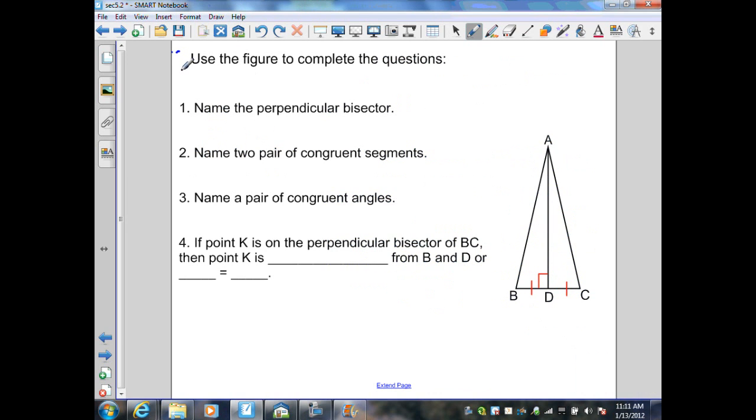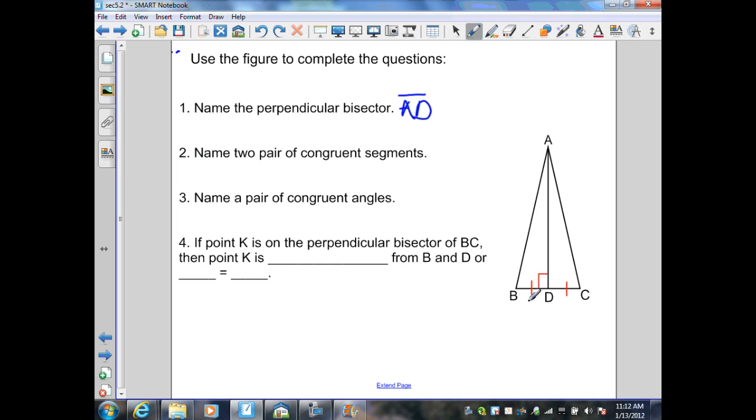On this slide, we're asked to use the figure to complete the questions. Number 1, name the perpendicular bisector. Here I have triangle ABC. In the diagram, I know that AD is perpendicular to BC, and that point D is the midpoint of BC because it's shown by tick marks that BD is congruent to DC. Therefore, segment AD is the perpendicular bisector.